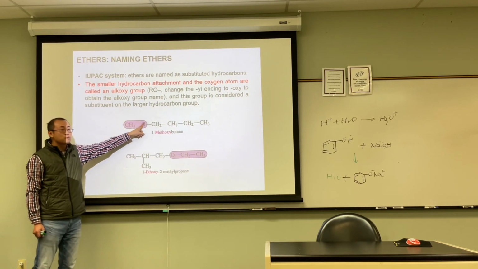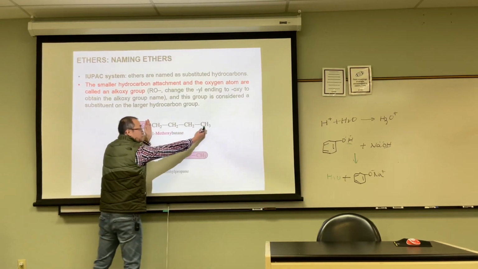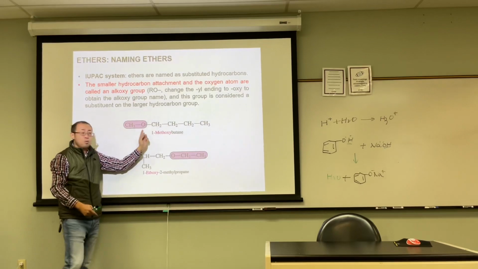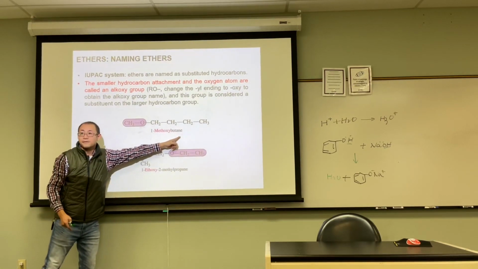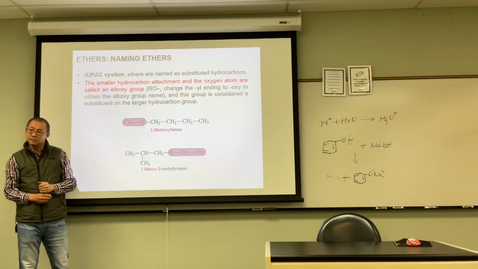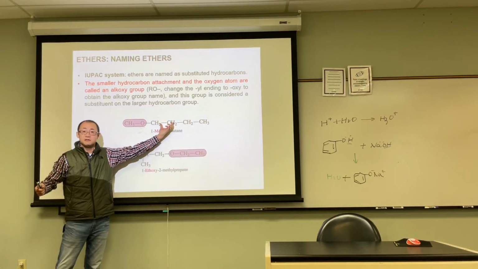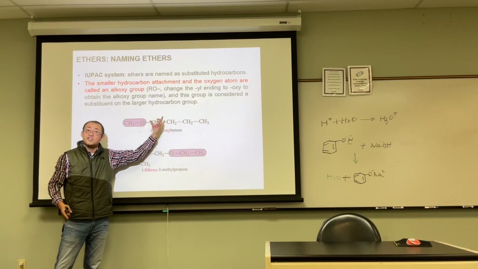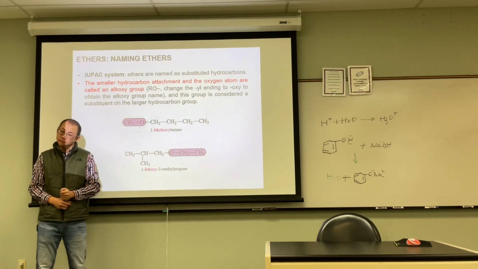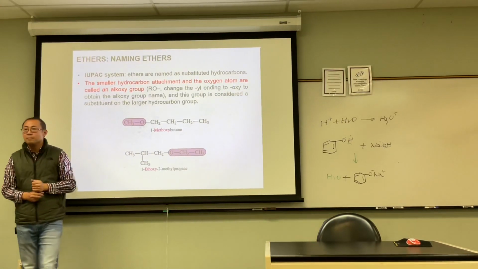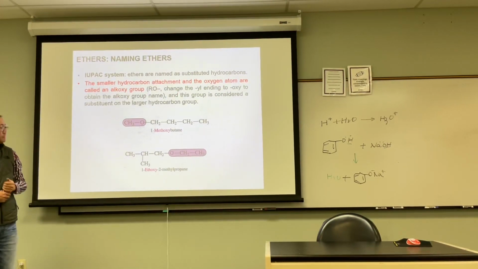And the methoxy group is on what chain? Butane. Which carbon? 1. So 1-methoxybutane. You guys see that? The longer group, the bigger one, is the chain, the alkane. We said ethers are named as alkanes. And the smaller one plus the O becomes a group.